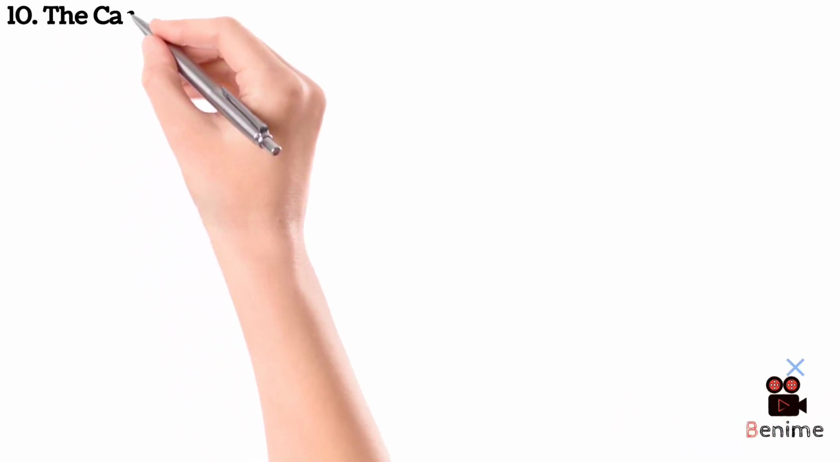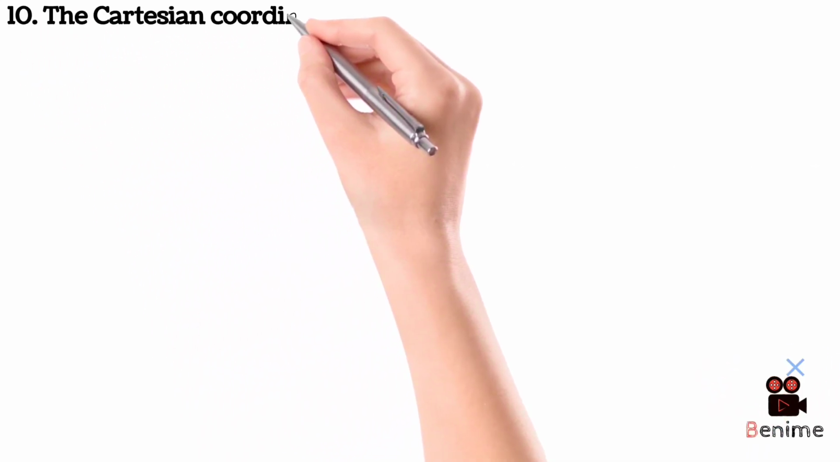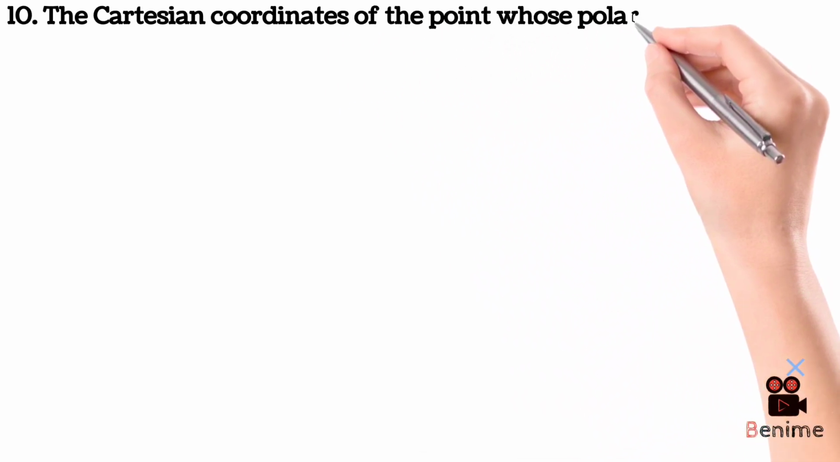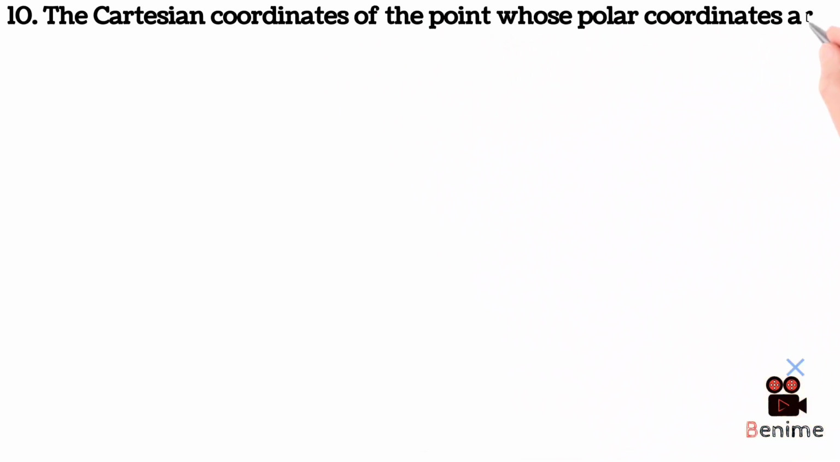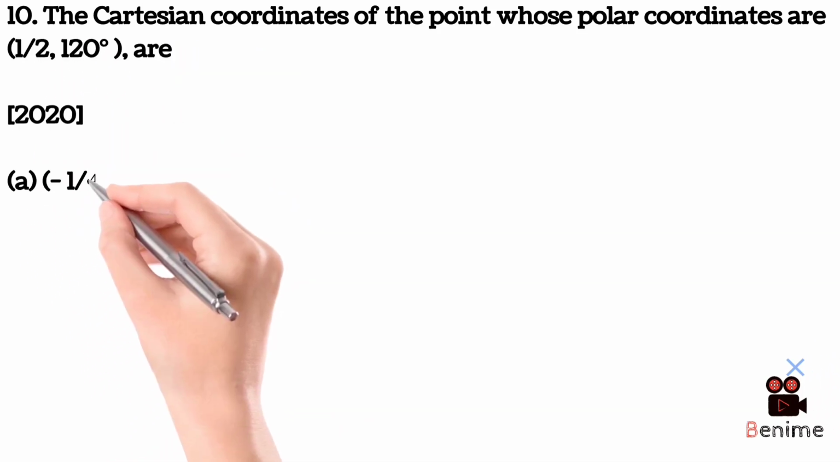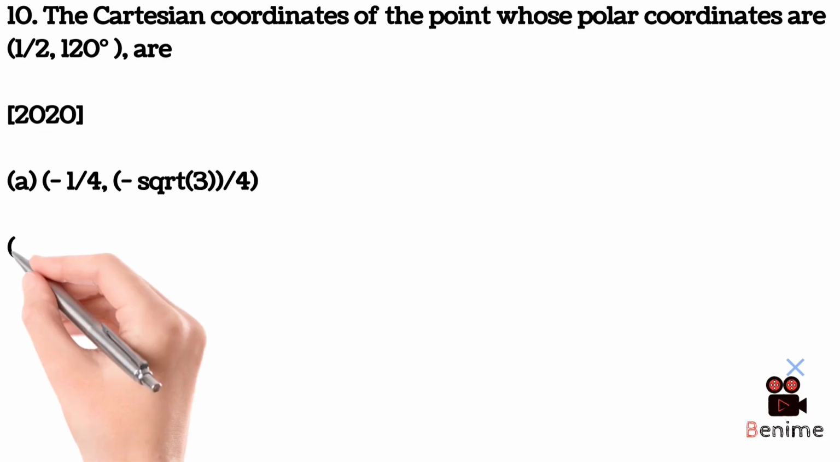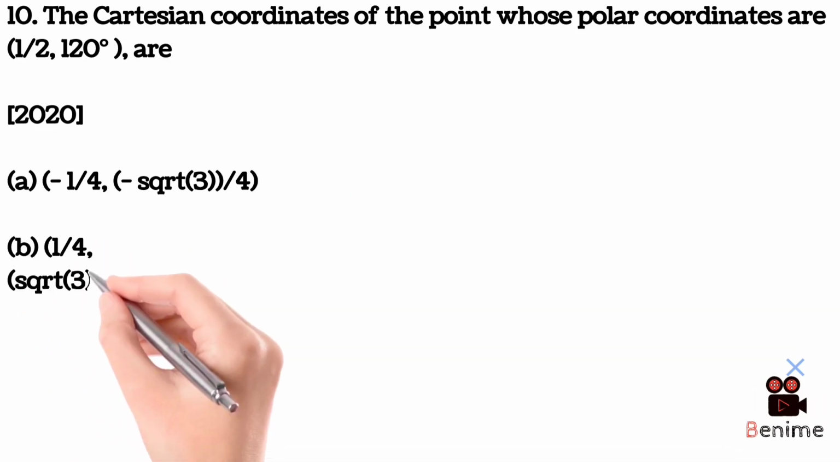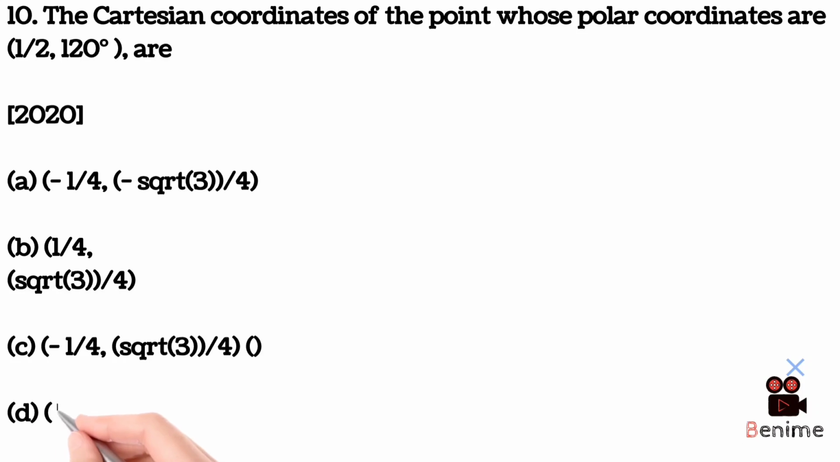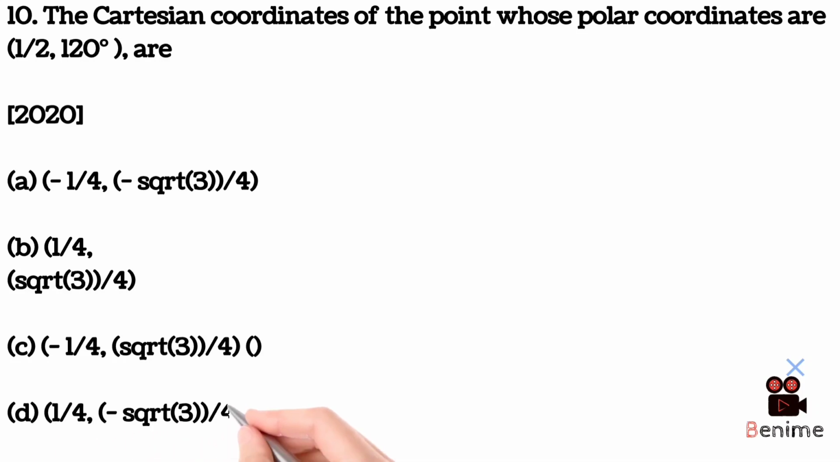Q10. The Cartesian coordinates of the point whose polar coordinates are (1/2, 120 degrees) are: A. (1/4, sqrt 3/4). B. (-1/4, sqrt 3/4). C. (-1/4, sqrt 3/4). D. (1/4, -sqrt 3/4).